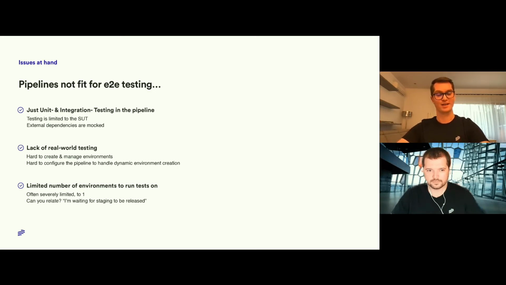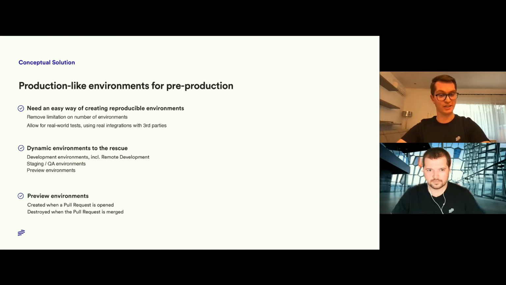Okay. So what we would need is to have production-like environments for pre-production. We need an easy way of creating environments in a reproducible manner. So we remove the limitation caused by the number of environments so we can effectively run tests in parallel.